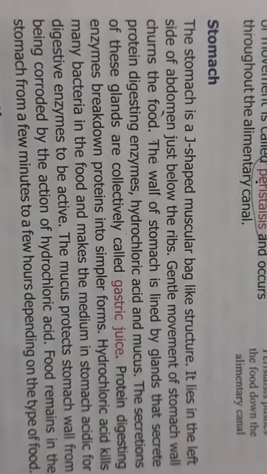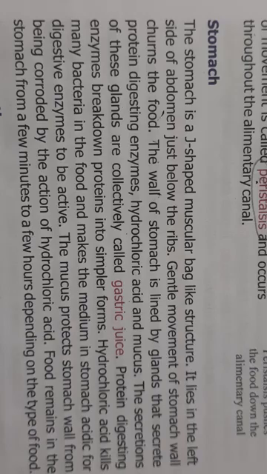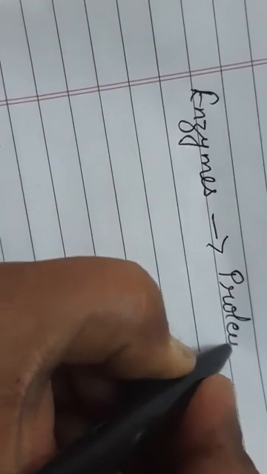Just now I told you what there is. There are three parts in a stomach. What are they? First of all, the enzymes are present. And what do these enzymes do? These enzymes break down the proteins. And where are they present? They are present in the stomach. The enzymes present in the stomach break down the proteins.